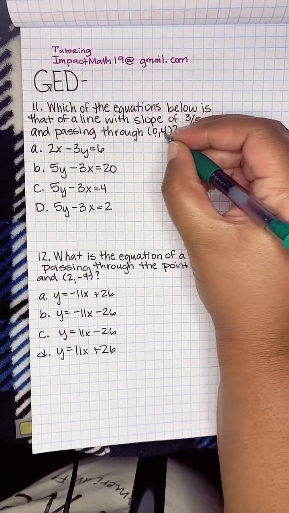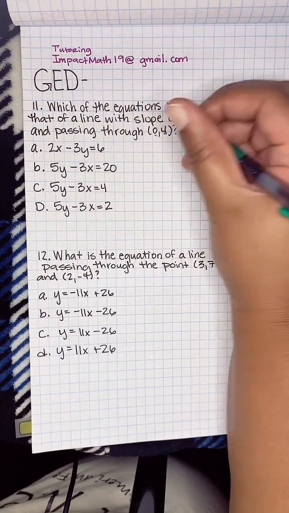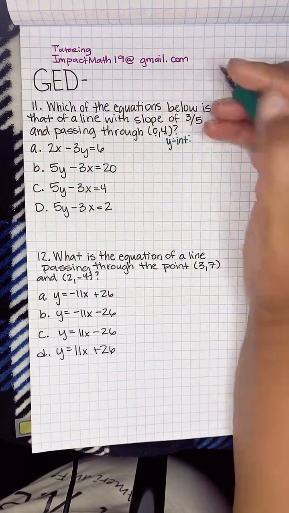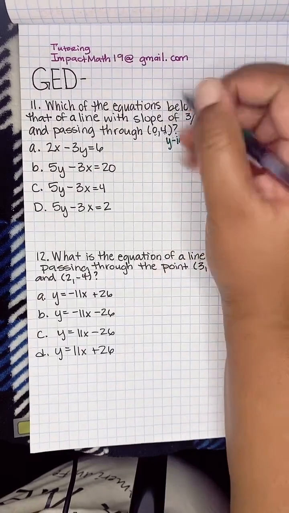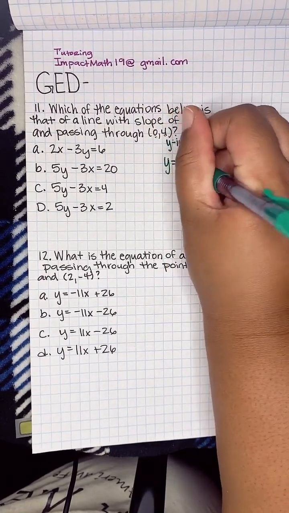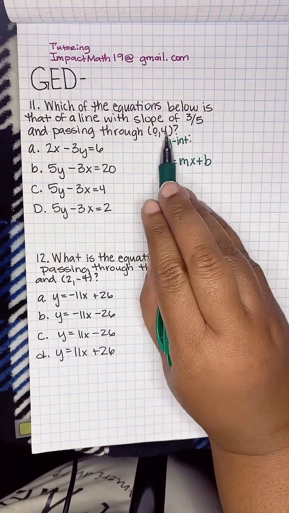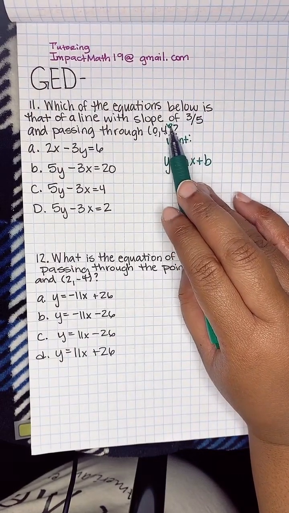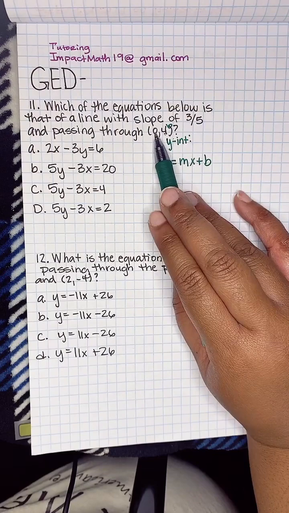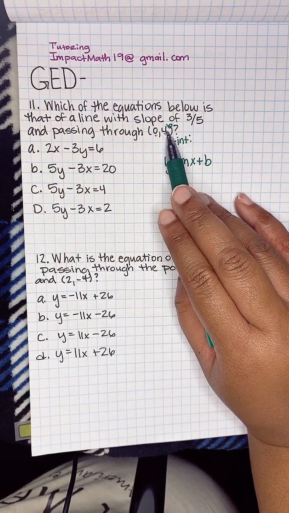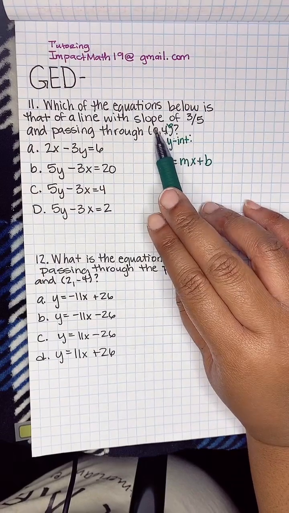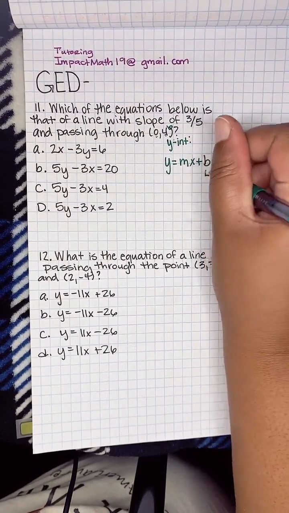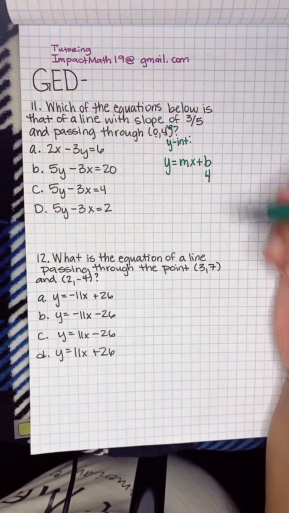We know 0, 4 is called the y-intercept. So what this is telling me, when I write y equals mx plus b, is that this is my b. This is my b because a y-intercept is when the x is 0 and you can have any number for the y. That's how you know it's called a y-intercept. So I'm going to plug in 4 for this b.